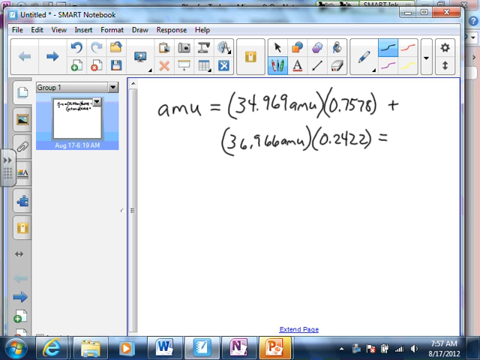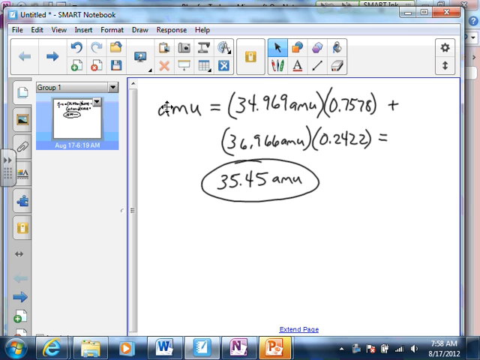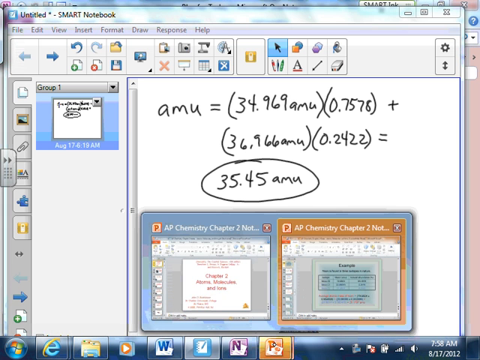Alright, 35.45, which if you look on the periodic table, that's right about what chlorine is. Am I being sloppy here with my rounding? Now our percentages are 4 sig figs, so we'll go to 4 sig figs, 35.45 here. That's the average atomic mass of the chlorine, okay? That's how we find those average atomic masses. Alright, that's enough of that.